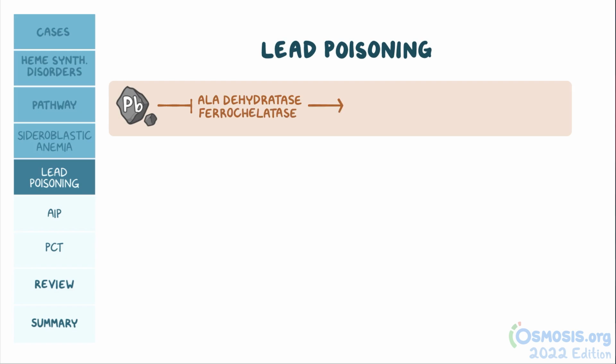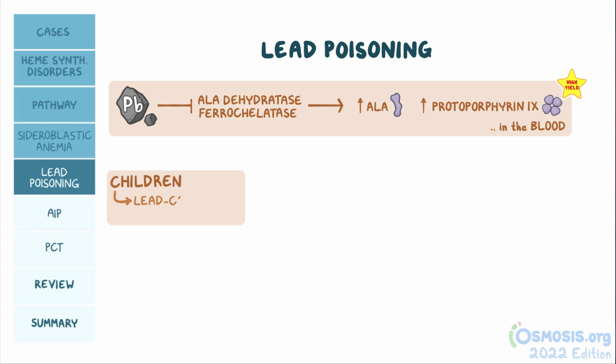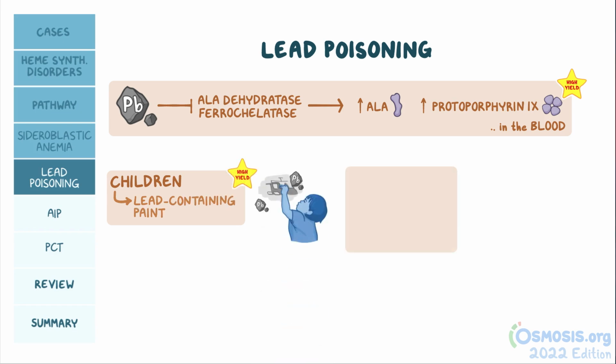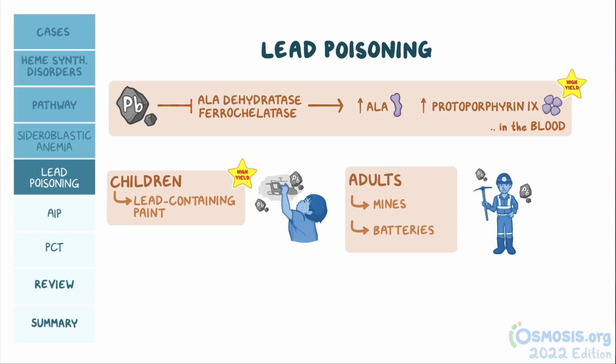As a result, there's buildup of ALA and protoporphyrin IX in the blood. Now, remember that lead poisoning usually occurs in children ingesting lead-containing paint chips, as well as adults who inhale lead while working in mines, or those who are frequently in contact with batteries or bullets.